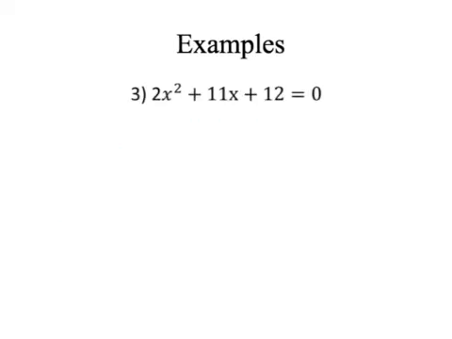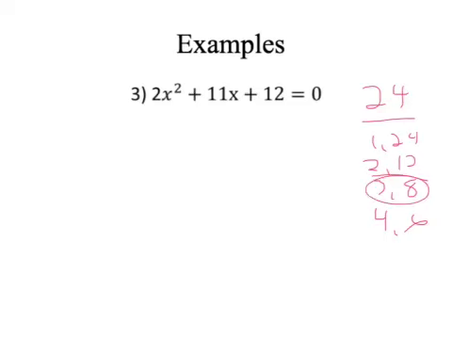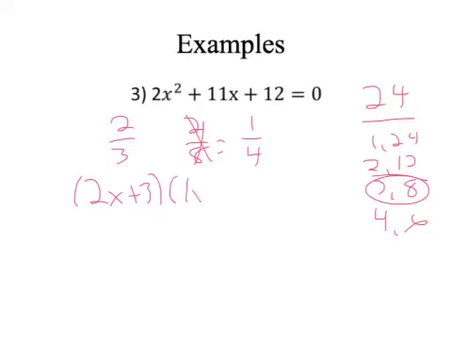Okay, our next example, we're going to do first times last. 2 times 12 would be 24. Factors of 24 would be 1 and 24, 2 and 12, 3 and 8, 4 and 6. They're all positive, so we're going to want 3 and 8. So we have 2 over 3, and we have 2 over 8. 2 over 8 will reduce to 1 over 4. Set up our binomials. We'd have 2x plus 3, and we'd have 1x plus 4.